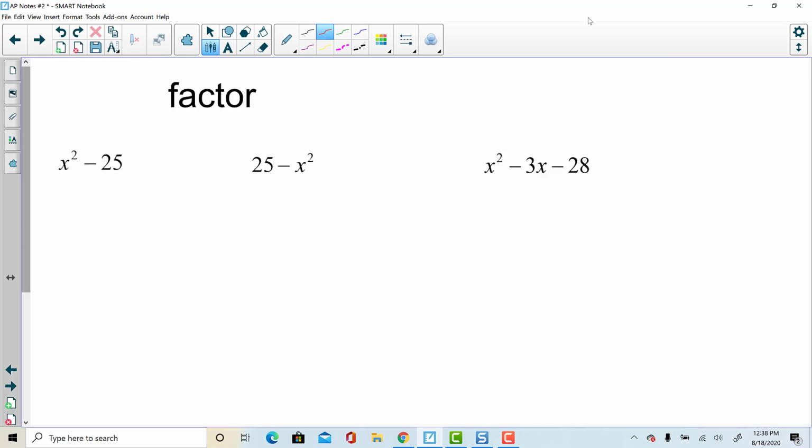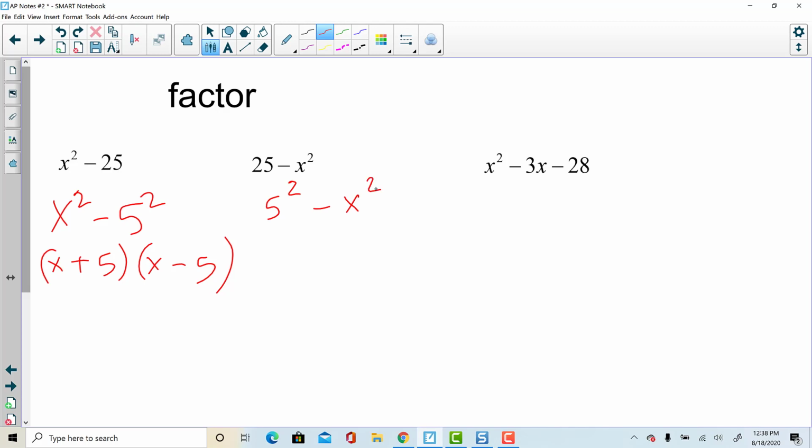Okay, a couple examples of factoring. This is x squared minus 5 squared. So difference of squares says that this would factor into x plus 5 and x minus 5. Okay, so that's a review from like Algebra 1 or Math 1 or some of those really easy courses that we took in the very beginning. This is similar. This is 5 squared minus x squared. So you can do 5 plus x and 5 minus x.